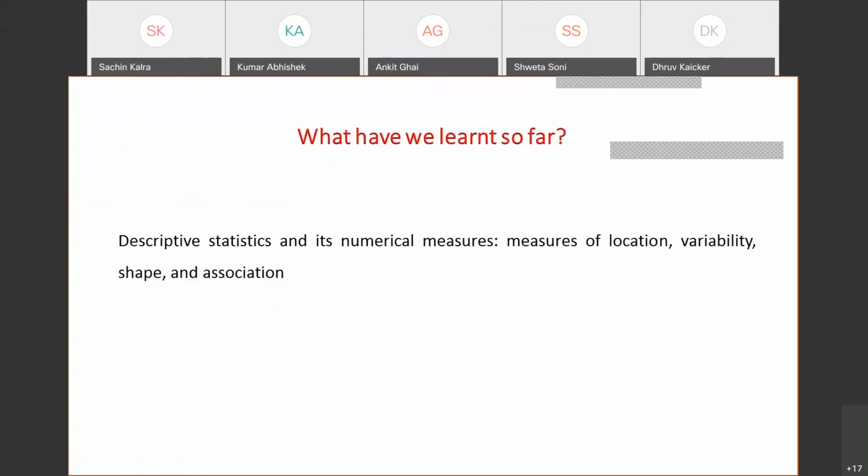So what have we learned so far? We learned about the statistics, numerical measures, measures of location, variability, shape, and association.